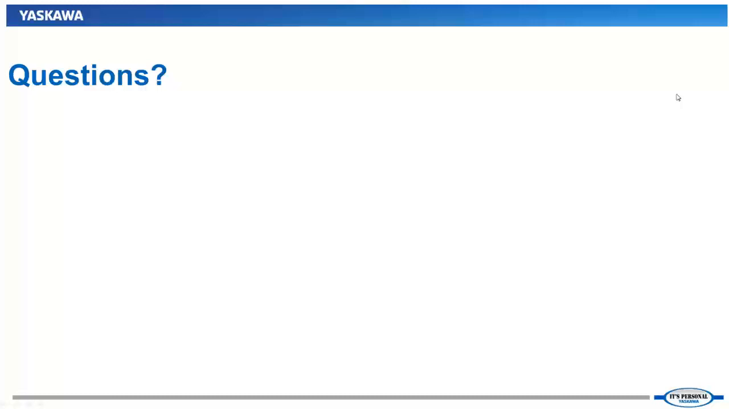Question, is there an overview for using the indexer with this new update? I think the indexer help file contains all the information necessary for it, but the Sigma7 indexer will be set up the same way as the Sigma5 indexer was.